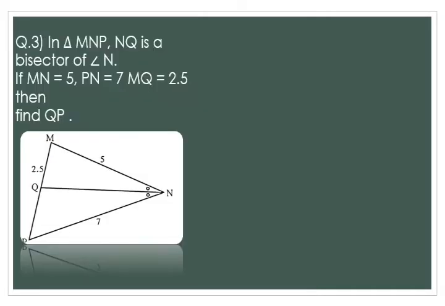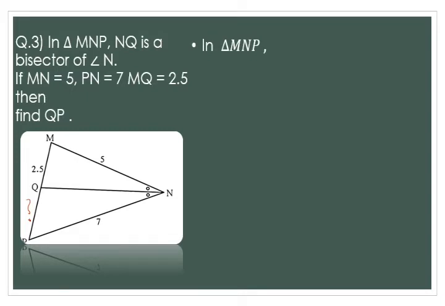The third question is, in triangle MNP, NQ is a bisector of angle N. If MN is equal to 5, PN is equal to 7 and MQ is 2.5, then find the value of QP. QP is unknown here, so we have to find the value of QP. A very easy question. So step by step we will write.